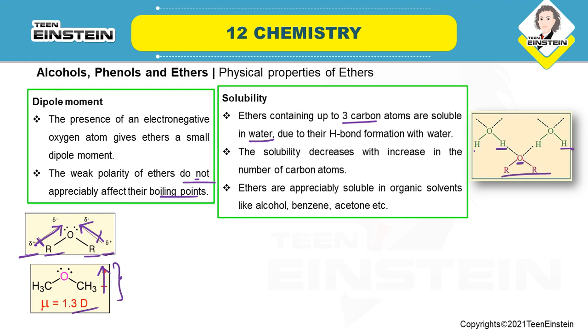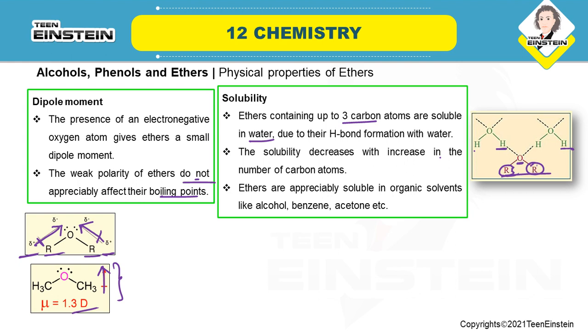But solubility decreases with increase in the number of carbon atoms. Okay, suppose the number of carbon atoms in these groups is beyond 3, now the hydrocarbon part of the molecule is very high. So as a result, the hydrocarbon part means what? It is a non-polar part. There is no electronegative atom, right? So when the non-polar part is increased compared to the polar part, obviously now the solubility will decrease.